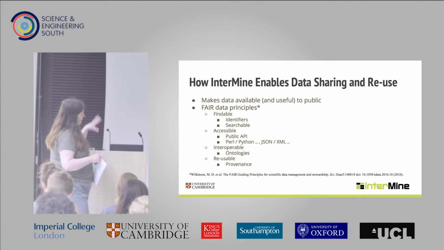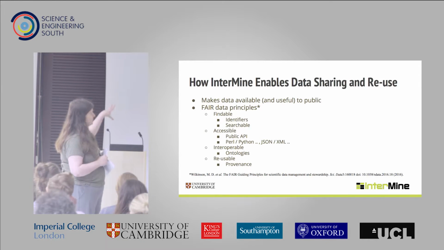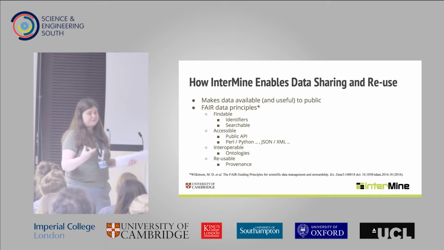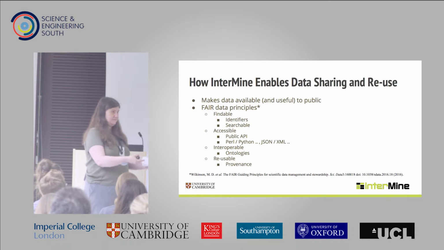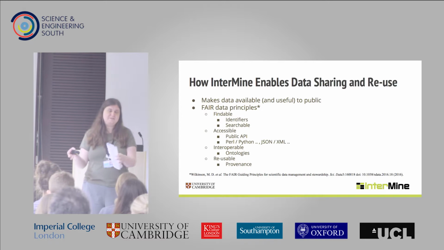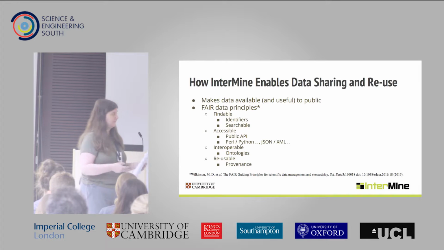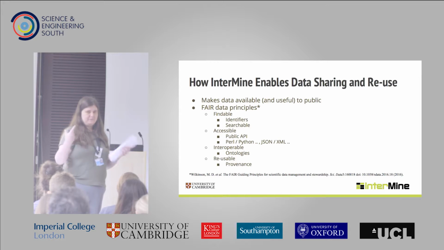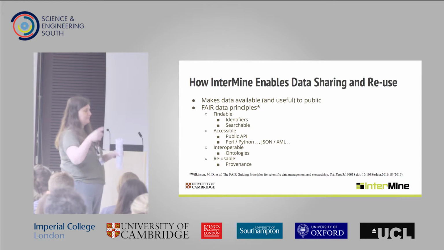So, findable. I'll go through these and tell you how InterMine enables these. Findable is the first one, so identifiers. Every research object in InterMine has an identifier. So for instance, if you're talking about a gene and the gene is in InterMine, you can use the identifier to make sure you're talking about the same thing, which is really important. InterMine also has a lookup system, so even if you're using what we call a synonym, something maybe that is obsolete, you can still find what you're looking for.